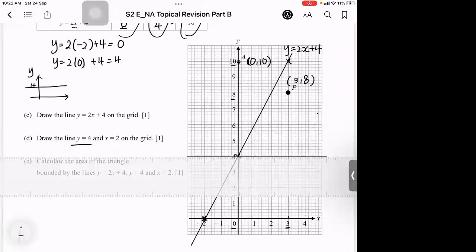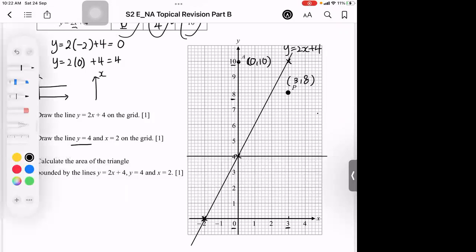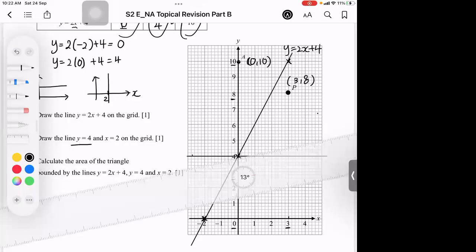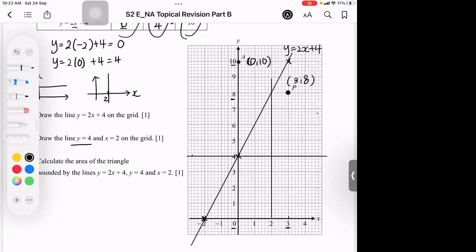Okay, next one, x equals 2. So x, no, not the x-axis. The x-axis is here. x equals 2, so it's a vertical line, cutting the x-axis at the number 2. So I draw x equals 2 over here. Okay, so this one is y equals 4. This is x equals 2.